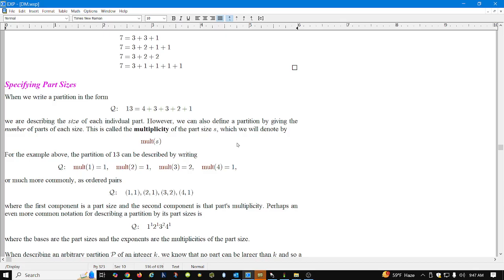In the last video, we began our discussion of partitions of an integer. I hope we've had a chance to take a few deep breaths, so we'll continue that discussion.